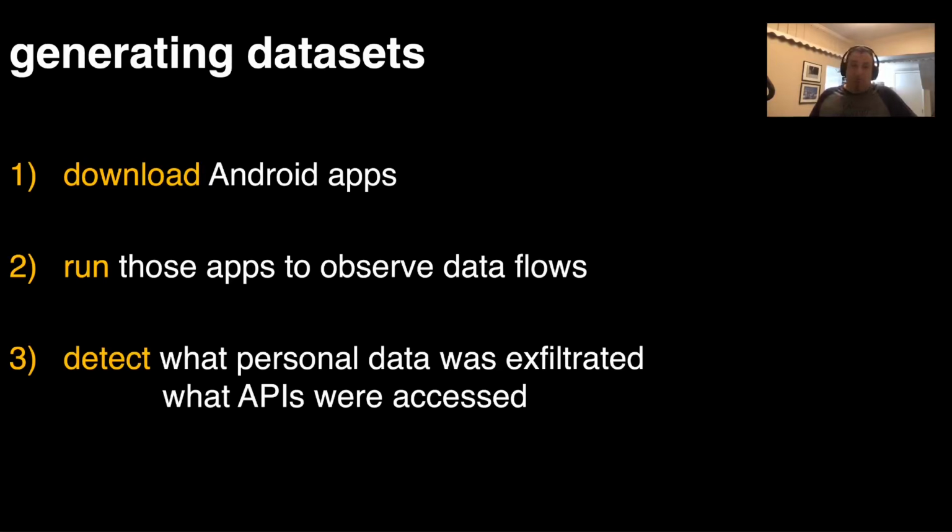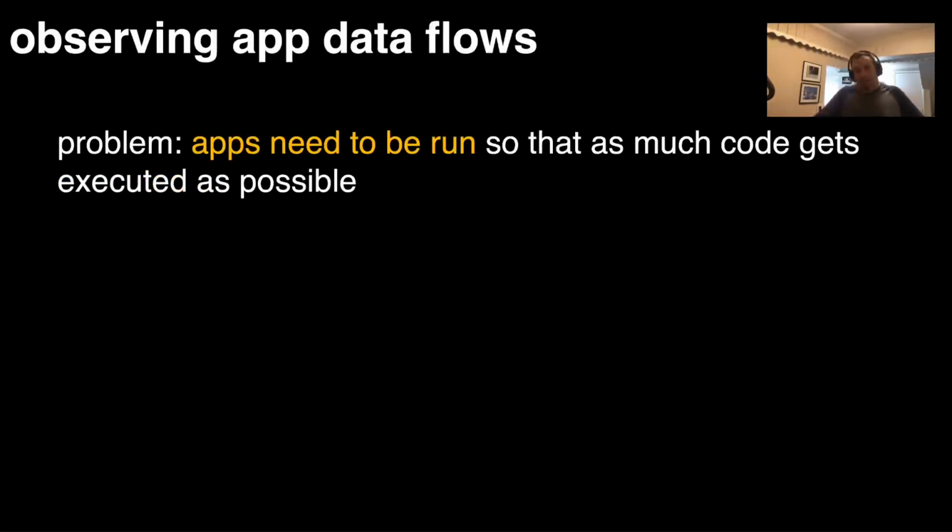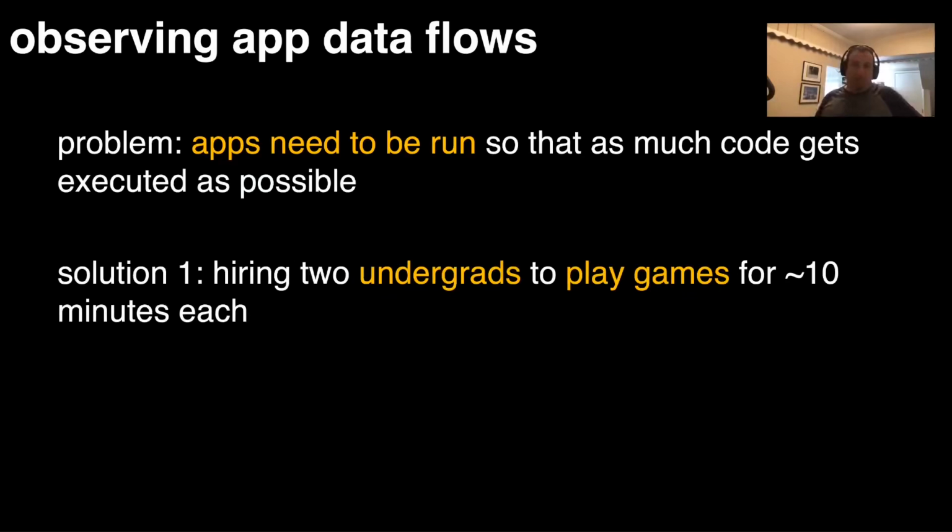And so the first problem, obviously, is the apps need to actually be run so that we can see what code gets executed and what that code actually does. Generally, this is thought of as a human task. And so to start out, we hired a couple students to play a bunch of games so that we can examine basically just the code coverage for normal use of apps. People playing, what sort of code coverage can we get?